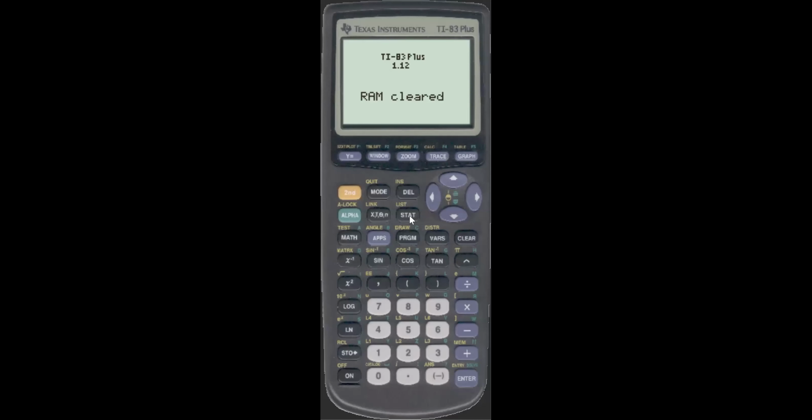Okay, so it's under second stat, that's your list. I'm sorry, that's not correct. That's how you get the list. You go to stat edit. Stat edit gets you the list. And then you enter the data in there: 3, 5, 5, 8, 8, 9, 9, 9, 10, and 14.